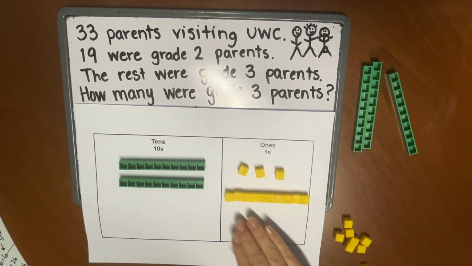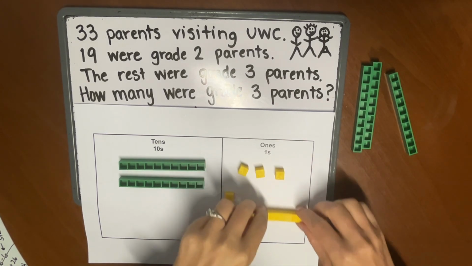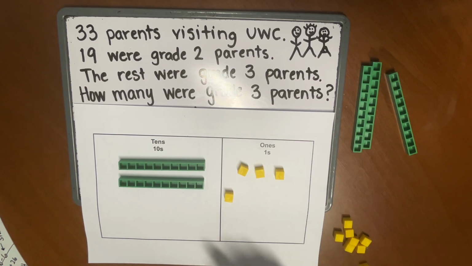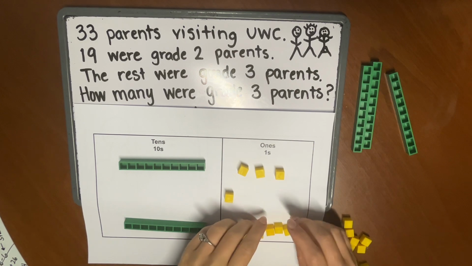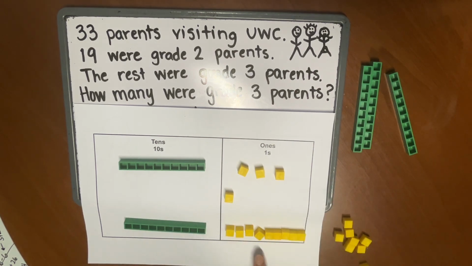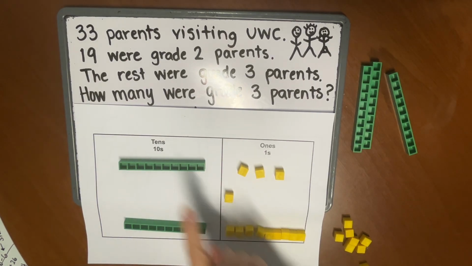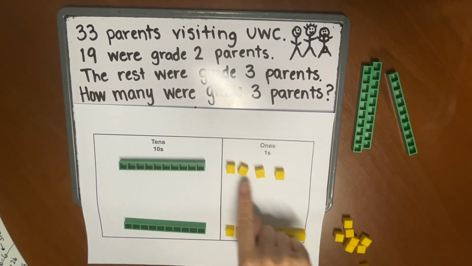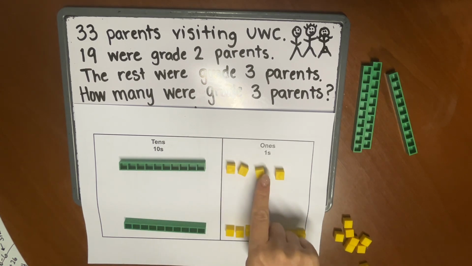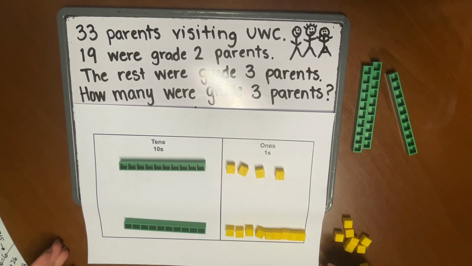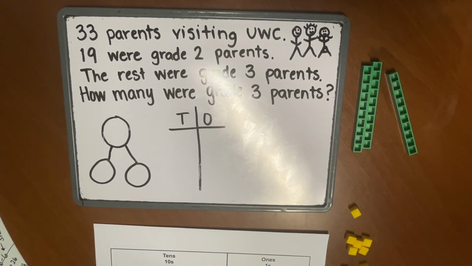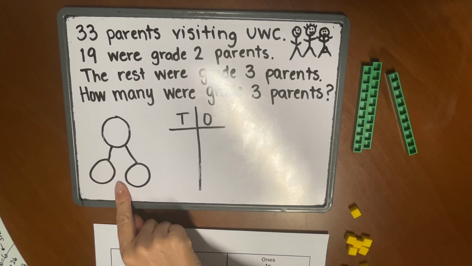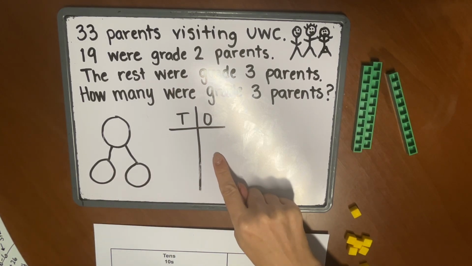Let's see, can I take away 9 ones? Well, that's easy. I'm going to leave 1 because that was 10, and take away a 10. Let me put them over here. This will be my 9. So then it should be that this is my grade 2 parents, where 10 and 9 is 19. And what is left is the grade 3 parents. So I can see it's 10 and 4 is the grade 3 parents. Now let's draw it. Pause the video and make the part whole and the 10s and 1s chart.